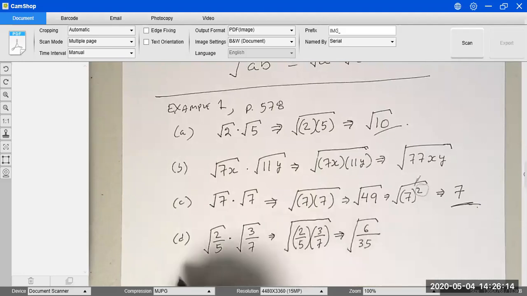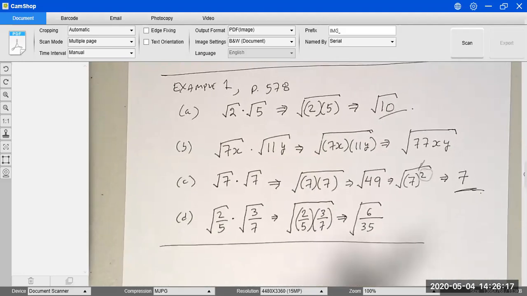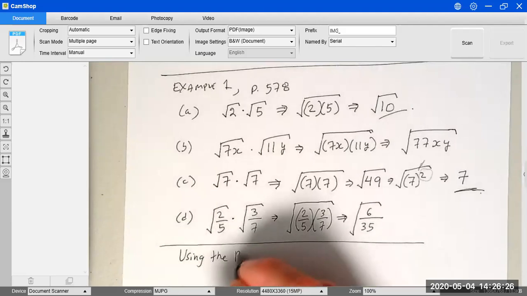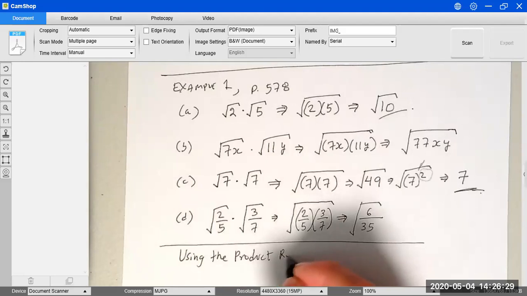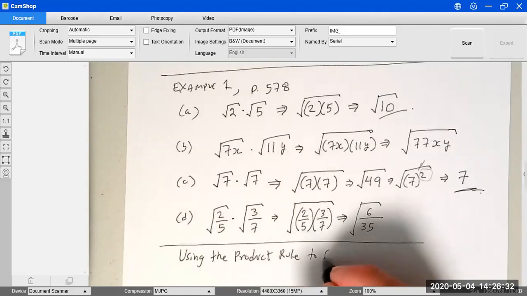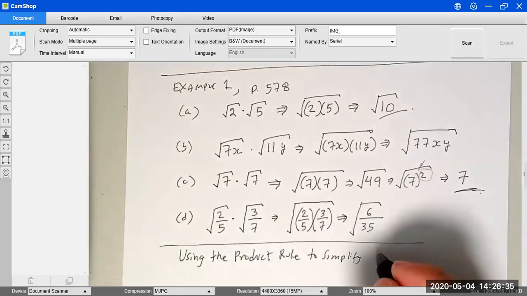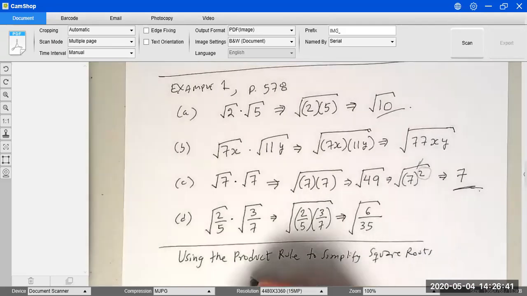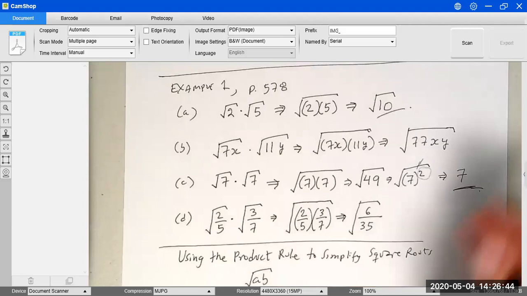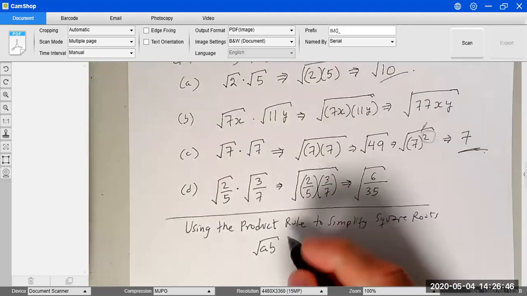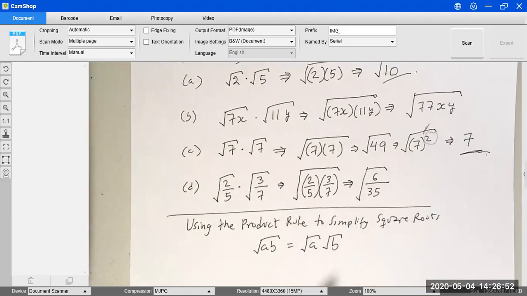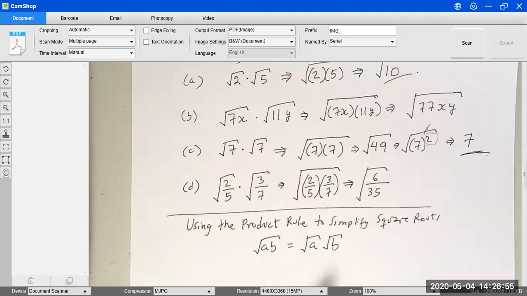Now let's work by using the rule in the opposite way. We're going to be using the product rule to simplify square roots. So now we're going to do the opposite. Remember, we're going to break a radical into two pieces, into two radicals. So we're going to use the product rule, but in the other way. So let's work some examples to understand this.